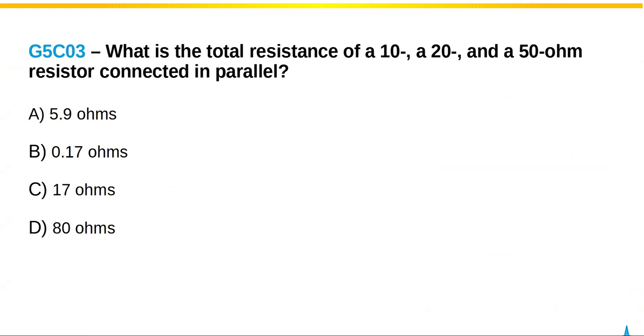So the one thing to remember is when they're in parallel for resistors, the value is going to be equal or less than the lowest value of the components. So in this case, we know the answer has got to be 10 or less. So we have to choose between 5.9 and 0.17. And if I had to guess, I think I would go with Alpha.